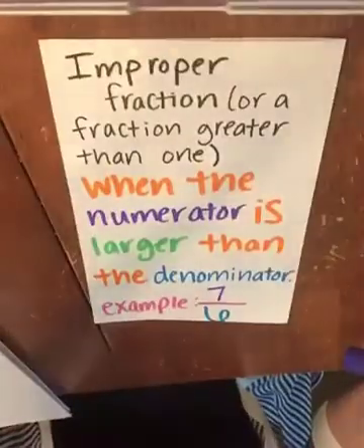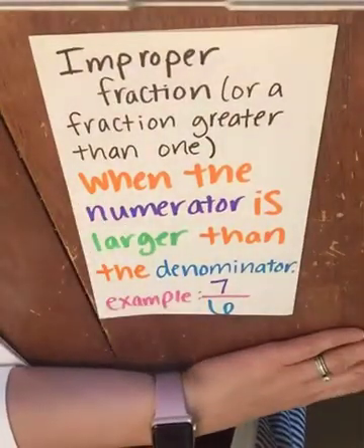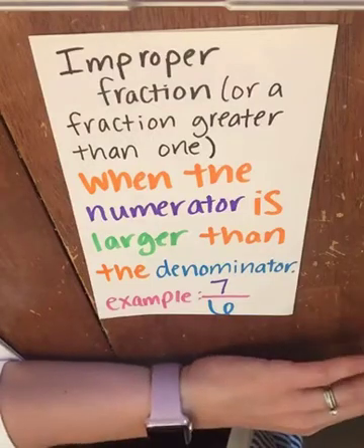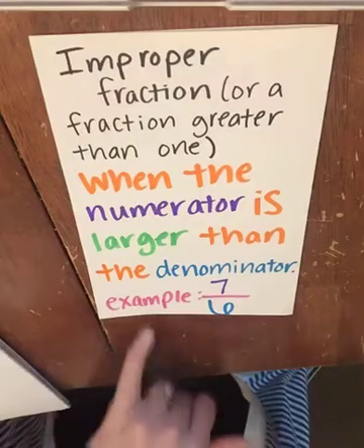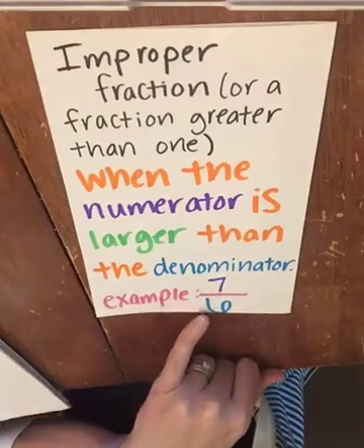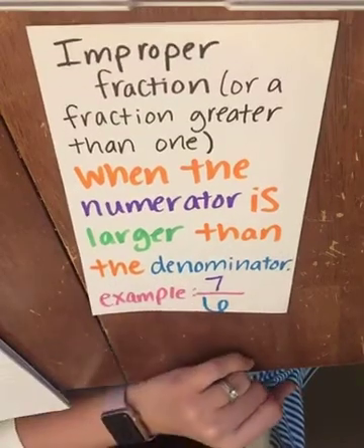Now if you remember, an improper fraction is a fraction that is greater than 1. So what that means is when my numerator is larger than my denominator. I take a look at the example here of 7/6. 7 is larger than 6, and 7 is my numerator, so I know that this is an improper fraction.